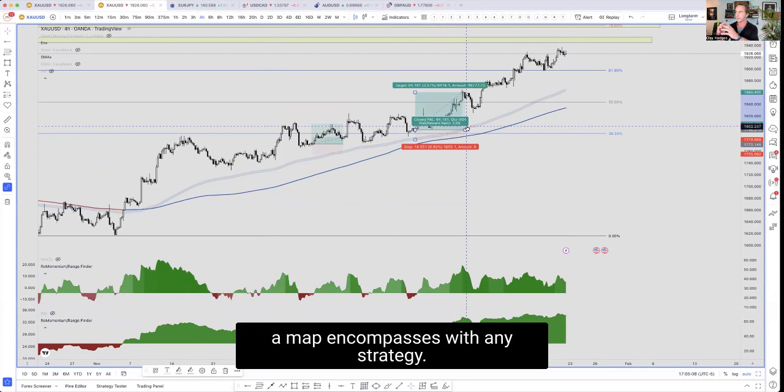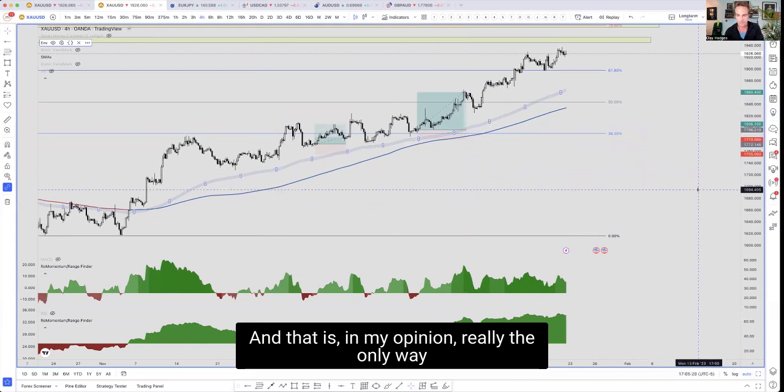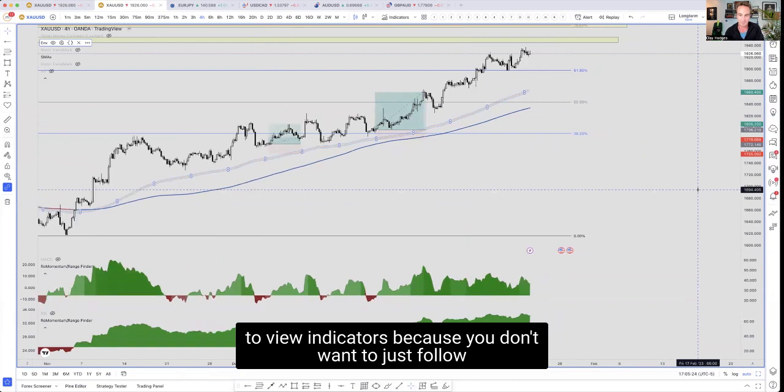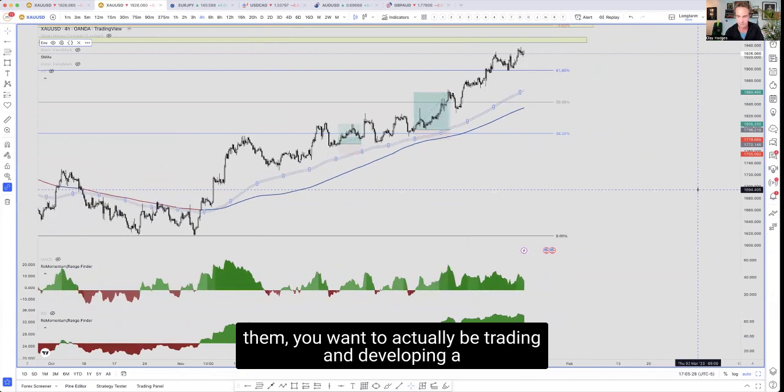A compass is with any strategy. Think of it, you're not following the indicators, you're using them as tools to show you and highlight areas in the market. And that is, in my opinion, really the only way to view indicators, because you don't want to just follow them. You want to actually be trading and developing a system that helps you to read the market.